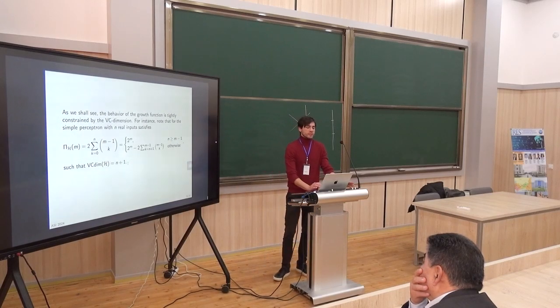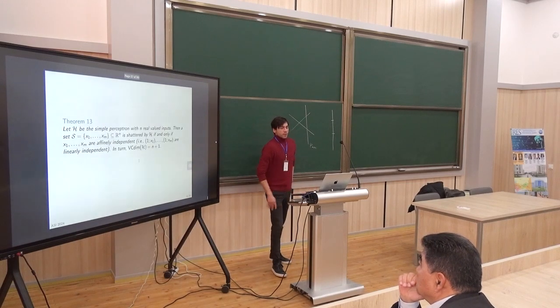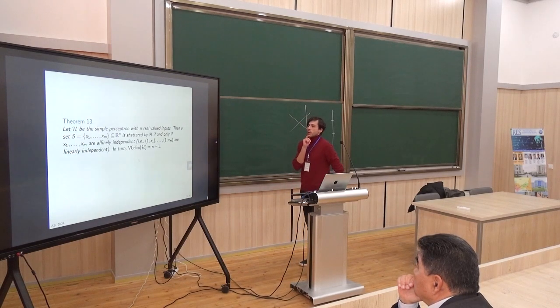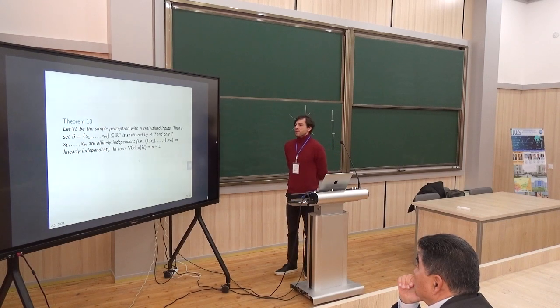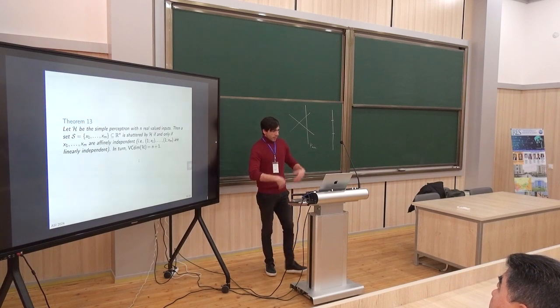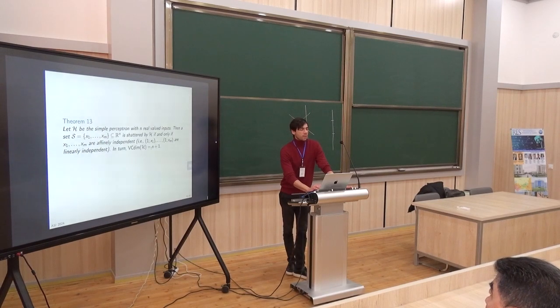But now what we want to say is that this fact will tell us a lot about the growth function in general. If we know the VC dimension is this number, this is going to constrain the way in which the growth function is growing. So, recapping: the simple perceptron with n real-valued inputs can shatter a set S if and only if the set consists of affinely independent points. And since there are at most n plus 1 affinely independent points in R^n, the VC dimension is going to be n plus 1.